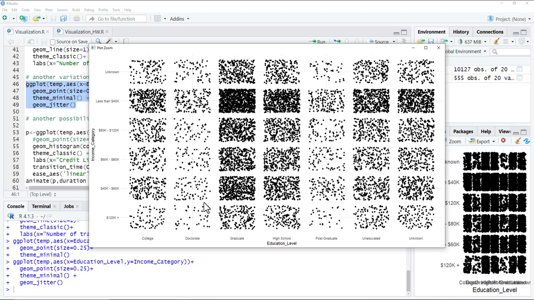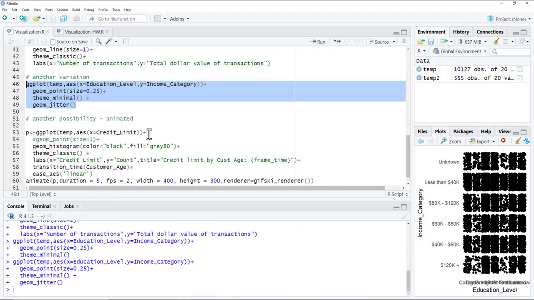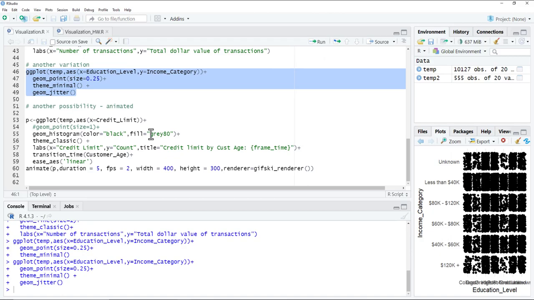What about if we just look at those who graduated from college? You still have, most are in the less than $40,000. We've got some of the rest spread out as well. Same thing with any other education level. All right, that just gives us a little more idea about what's in the data. Then I want to show one other one that I think is just fun to try.